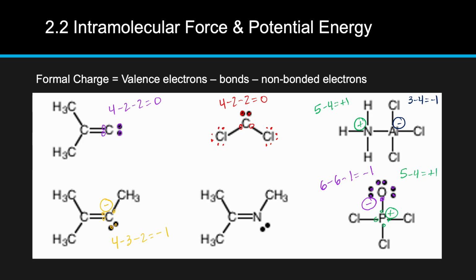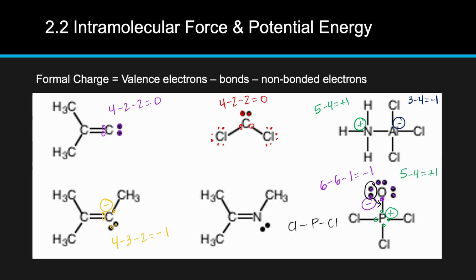Now, how do we use formal charge in order to make sure we are drawing the best possible Lewis structure? Well, let's look at that bottom right molecule and figure out how we would draw that to minimize formal charge. Now, oxygen has an extra electron, and phosphorus wants an extra electron, right? Because it has a positive charge. So what we can do is move a lone pair from oxygen and make it a bond between oxygen and phosphorus.